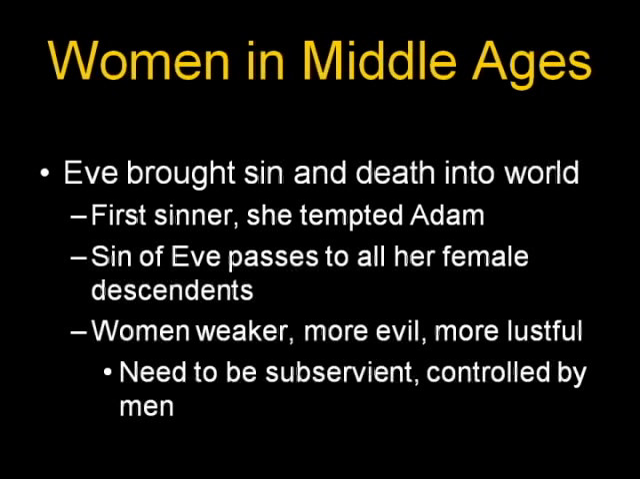She tempted Adam with the forbidden fruit, which, as I said, seems very odd because, after all, she had no knowledge of good and evil. And it was the devil, the father of lies, who told her to take the fruit. How would she have known not to? But they didn't think that way. She did it. She's the greater sinner. And that sin of Eve passes to all her female descendants, women believed to be weaker, more evil, more lustful. They needed to be subservient, and they needed to be controlled by men.